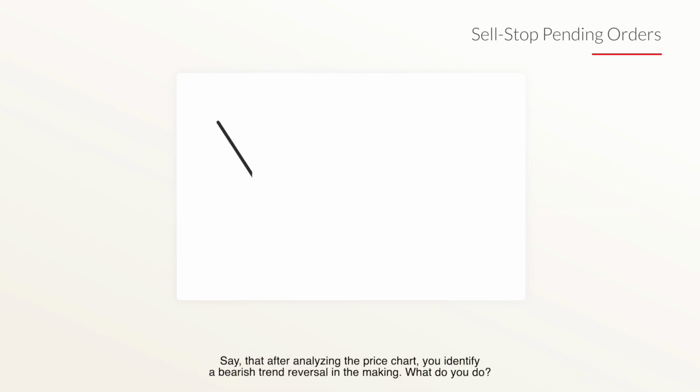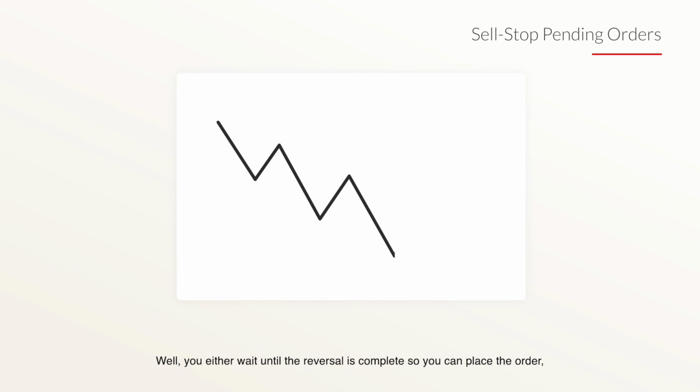Say that after analyzing the price chart, you identify a bearish trend reversal in the making. What do you do? Well, you either wait until the reversal is complete so you can place the order, or you place a sell stop order to be executed when a specific condition is met.